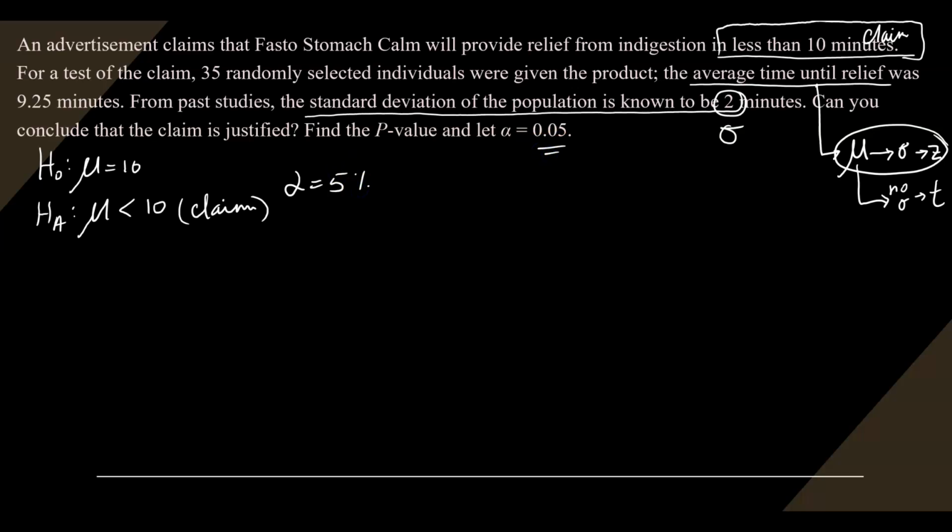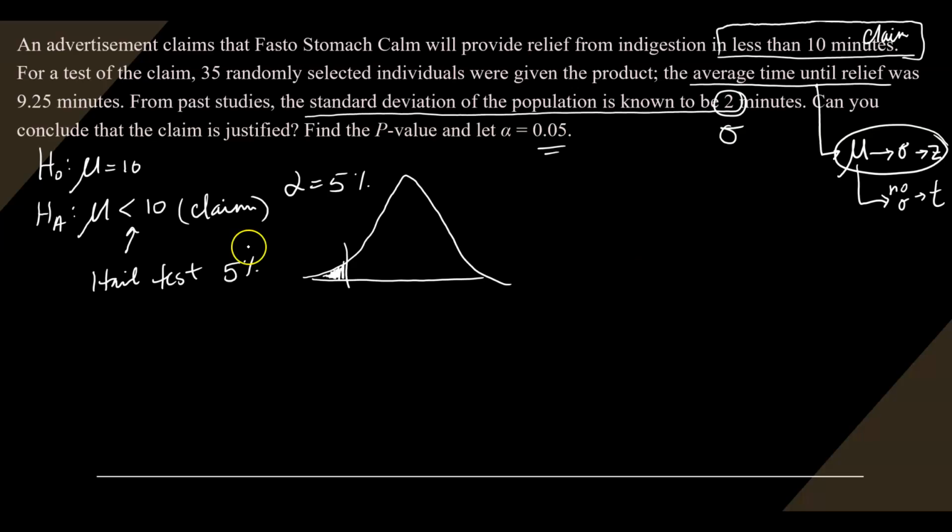Now, you can go about this two ways: you can do the p-value or you can do the critical value. I'm going to look at this via the critical value. This is a one-tail test, and that whole tail is at 5%. So we're going to go to our z-table and put the entire 5% into one tail.